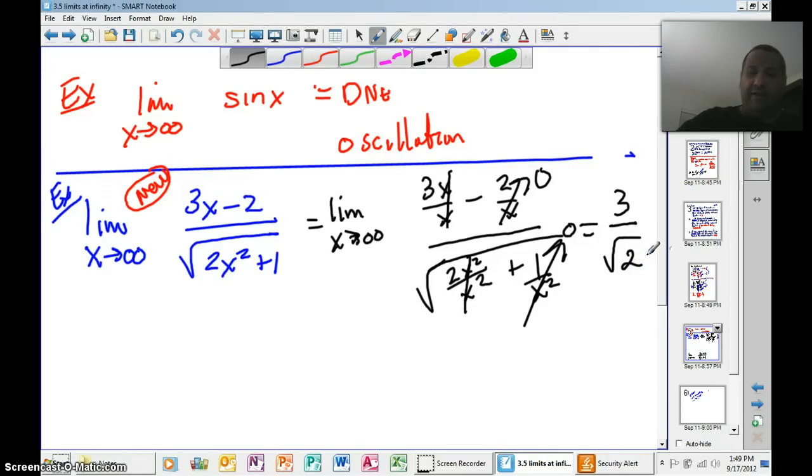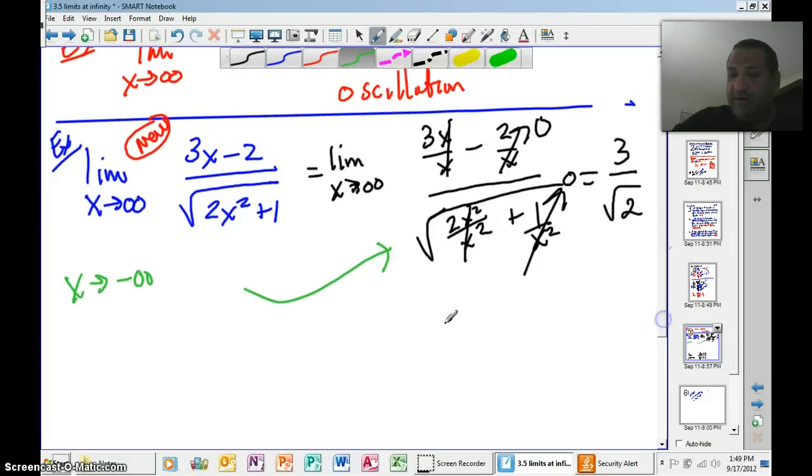Let me compare that. Let me make one quick change, and I'm going to send this to negative infinity. How does that change the problem? Well, it changes the problem by doing this, I believe. We're still going to divide everything by x, so let's go to this step at least. We're going to divide everything by x.